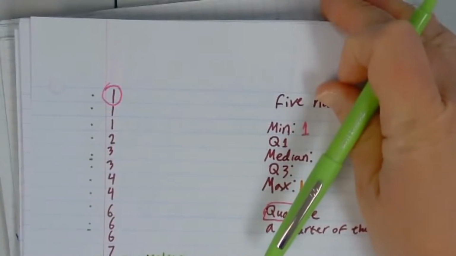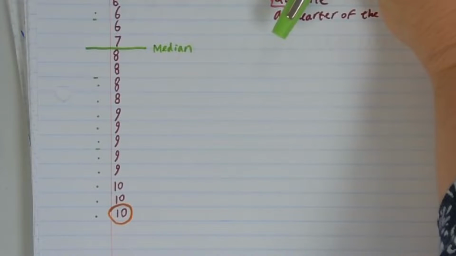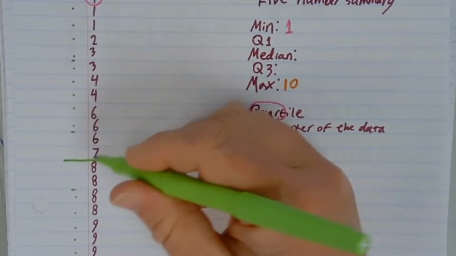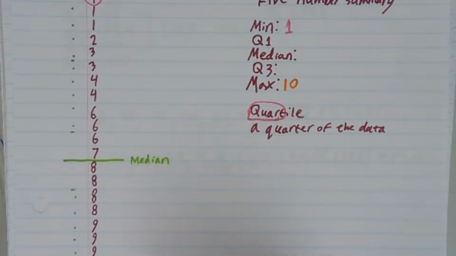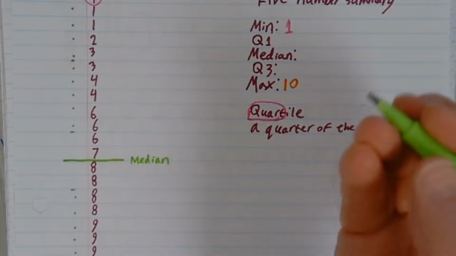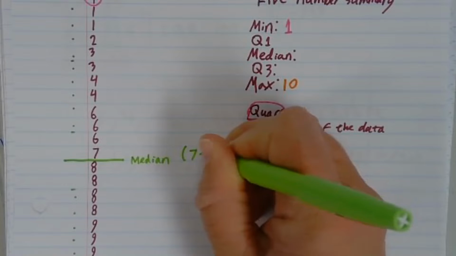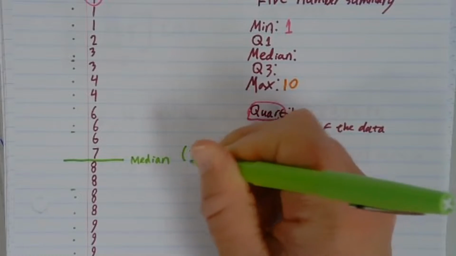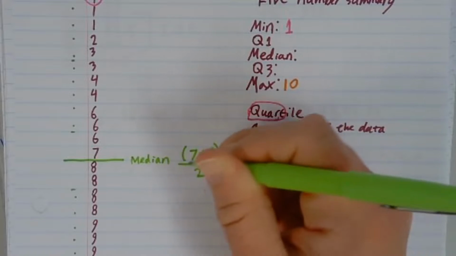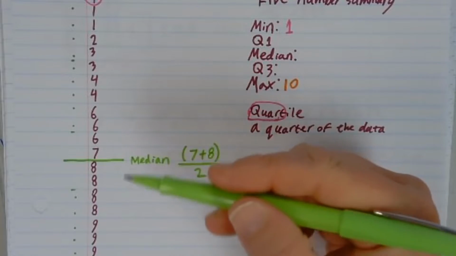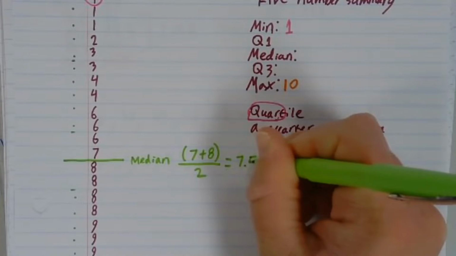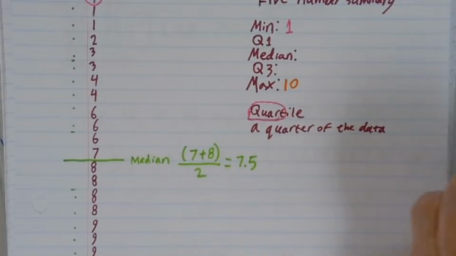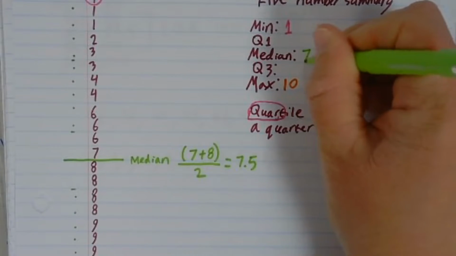I have the same number of numbers on this side as I do on this side. And in this case, my median was right between 2 numbers. So I need to take the mean, the average of those 2 numbers. And I can do that by doing 7 plus 8 divided by 2. Or in this case, I could simply eyeball it and know that the number that's halfway between 7 and 8 will be 7.5. But sometimes it's harder if the numbers are further apart from each other, and it's useful to know how to find that. So the median is 7.5.